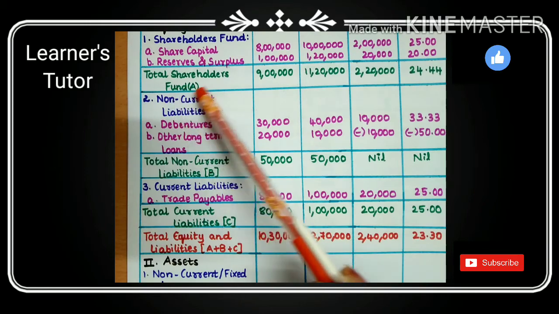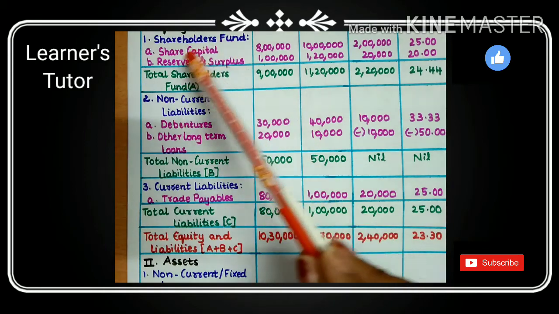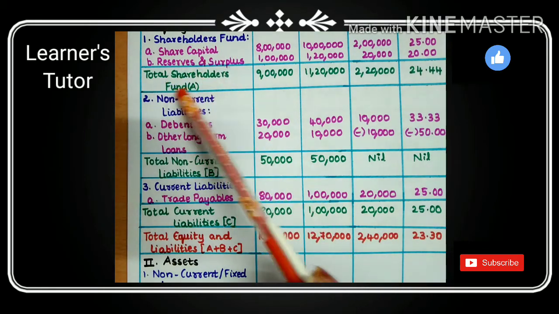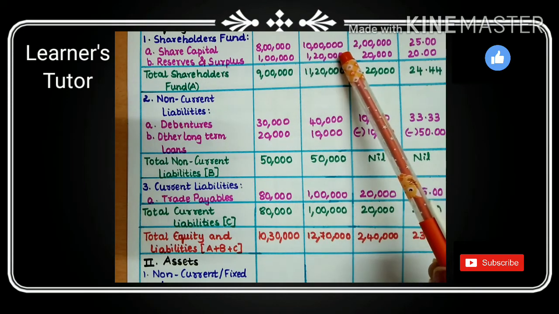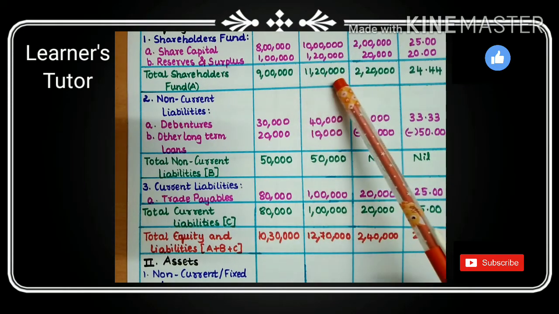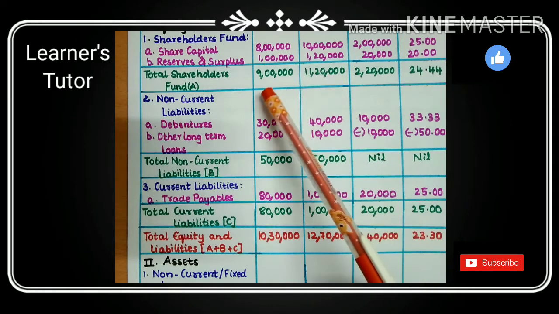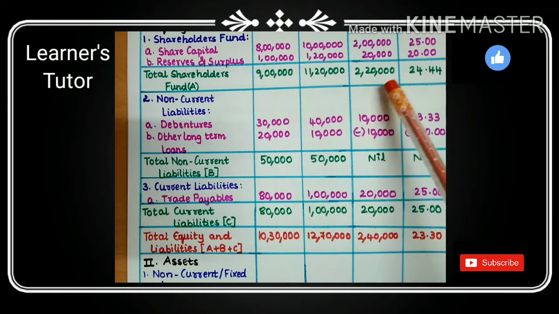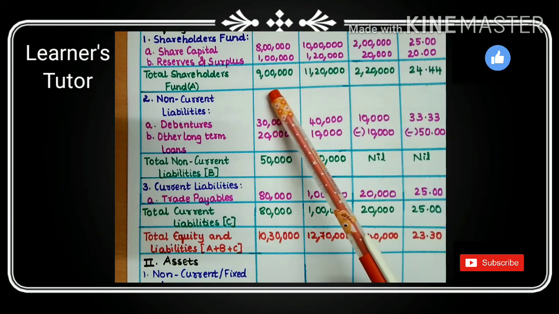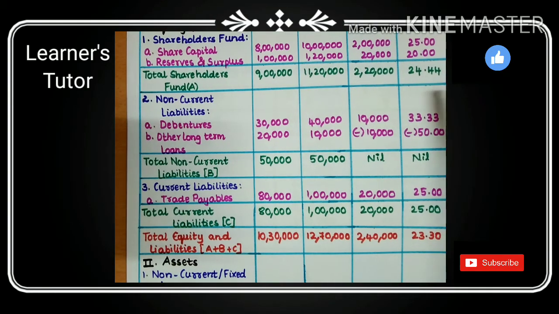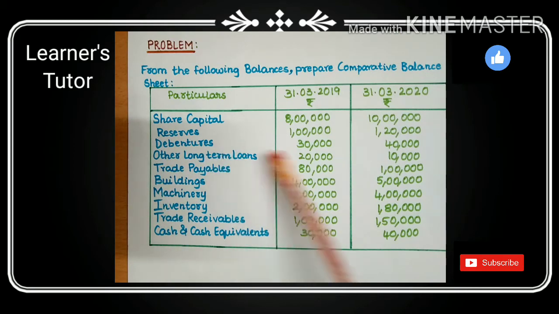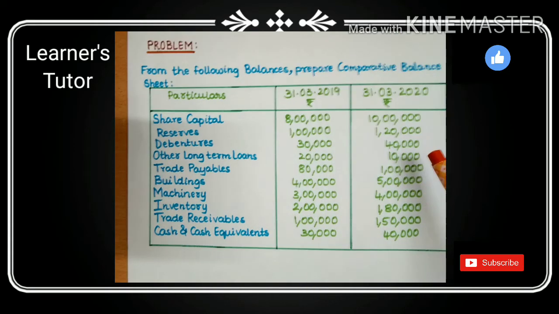Total shareholders fund A. Share capital plus reserve will give you total shareholders fund. 8 lakh plus 1 lakh is 9 lakh. 10 lakh plus 1 lakh 20,000 is 11 lakh 20,000. 11 lakh 20,000 minus 9 lakh is 2 lakh 20,000. 2 lakh 20,000 divided by 9 lakh into 100 is 24.44%.